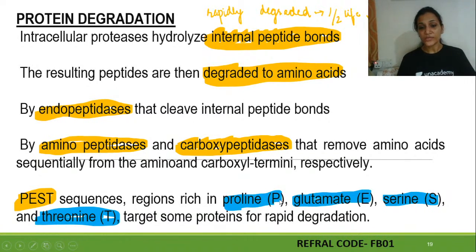And here you can see P is for proline, E is for glutamate, S is for serine, and T is for threonine. In another lecture, where I did classification and structure of amino acids, I explained clearly how to name the amino acids. There is a very nice mnemonic. You can go and check out that video and you will be able to remember the initials of each and every amino acid for your exam and for further reference also. So PEST: proline, glutamate, serine, and threonine.